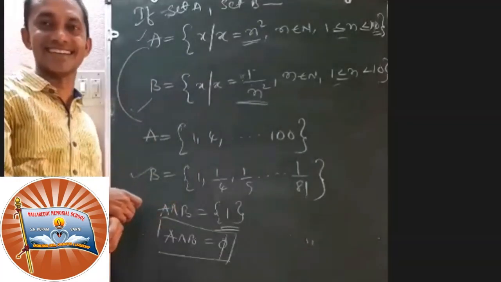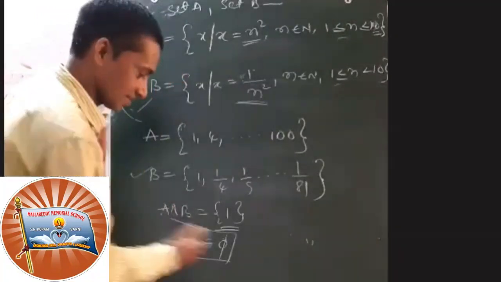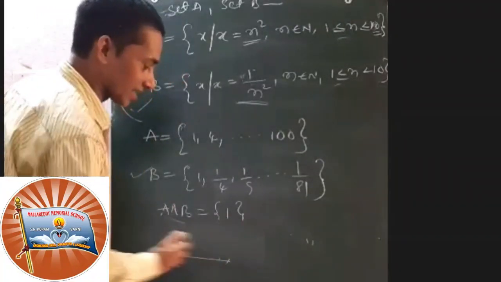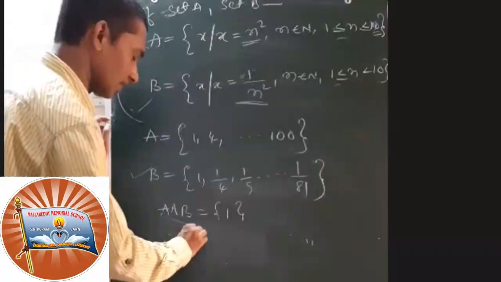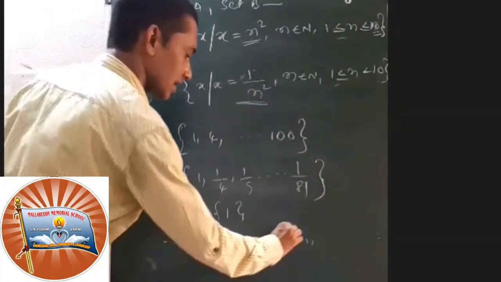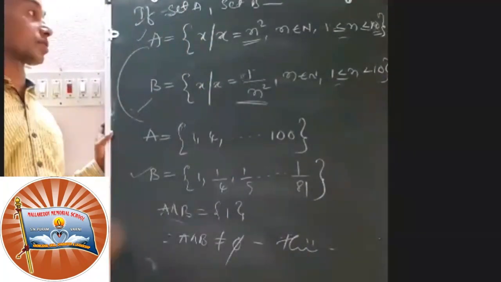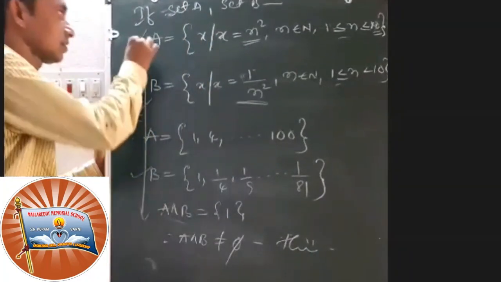Am I correct or not? So you are brilliant, but you have to be very conscious. So now as A intersection B is not equal to 5, they are not disjoint sets. So this is a way to prove it.